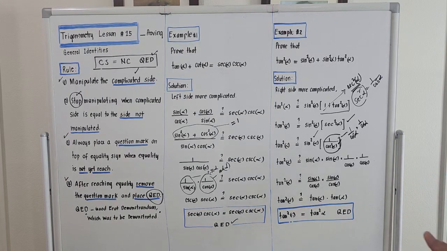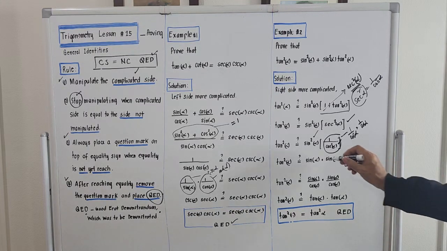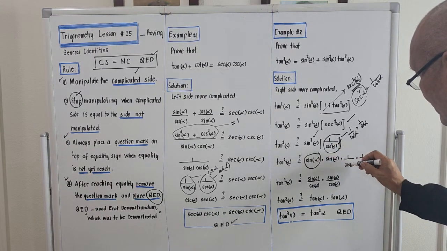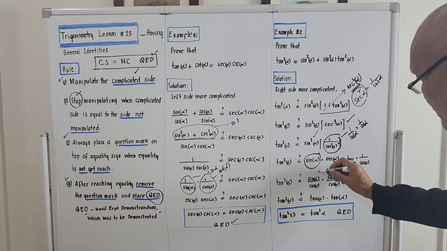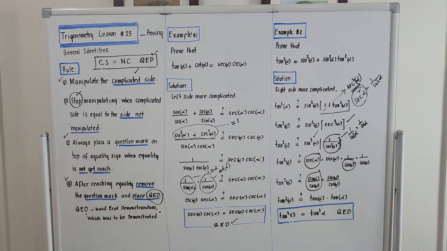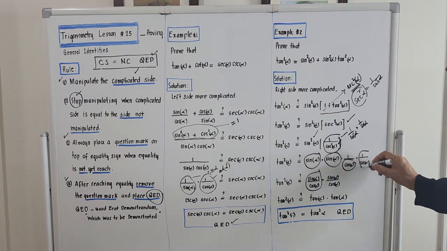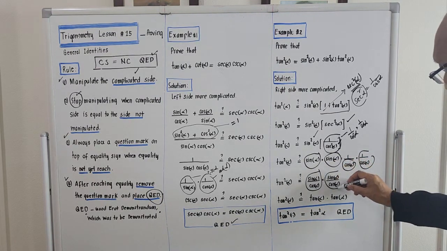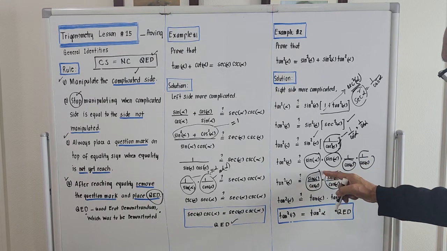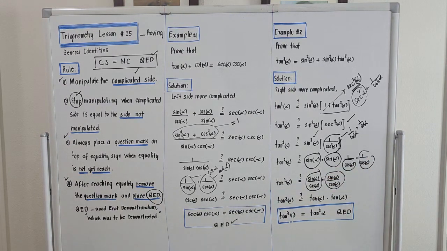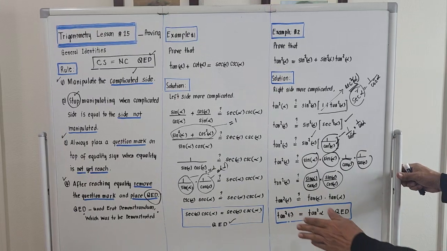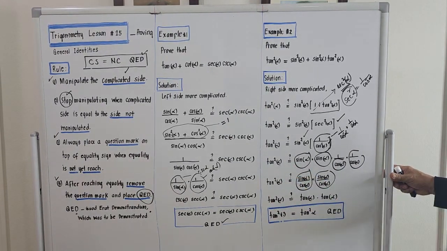Then I will try to combine this one here and this one. It will be this. Right? And I will try to combine this one with this one. It is this. The operation is multiplication. Right? So tangent square of alpha is it equal to?